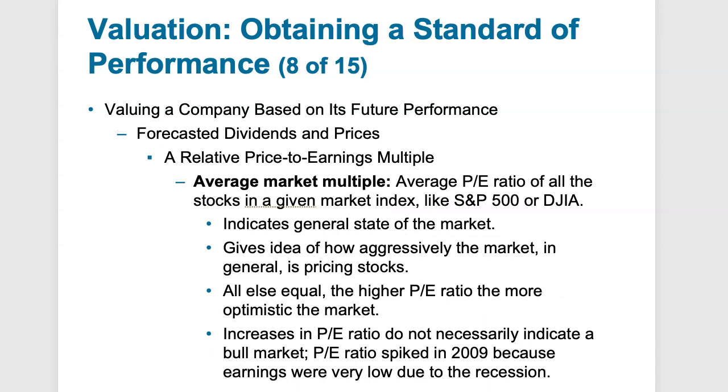Okay, so let's look at forecasting dividends and prices. So we'll take a closer look at this dividends issue. Okay, so we want to look at it relative to the price to earnings multiple, or the PE multiple. So we have an average market multiple that I was talking about. This is if you take all the stocks in a given market, and usually we like to work with the S&P 500, sometimes the Dow Jones Industrial Average, which we talked about in Chapter 3. So if we take all the stocks in the S&P 500 and take all their PE multiples and add them together and divide by 500, we'll get a market average. So this is going to indicate the general state of the market.